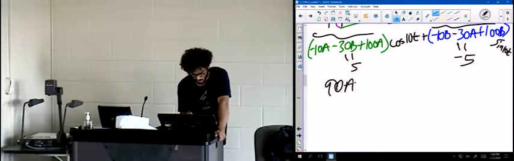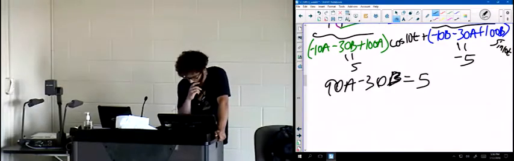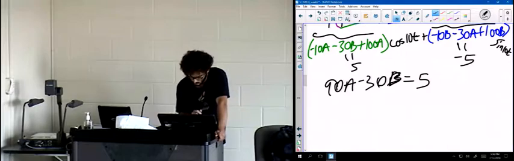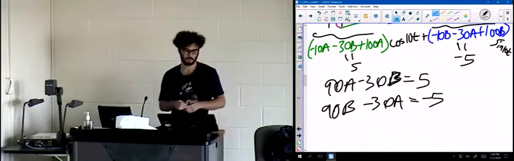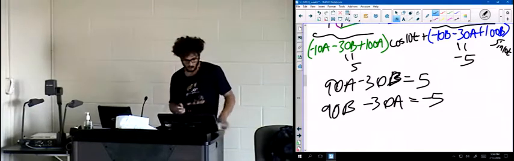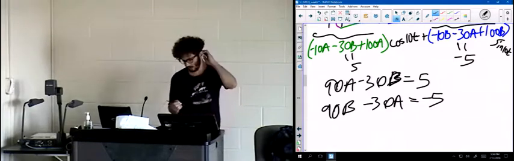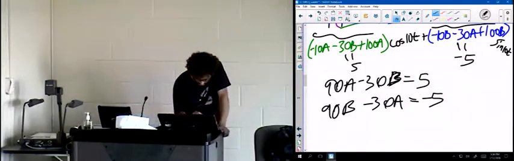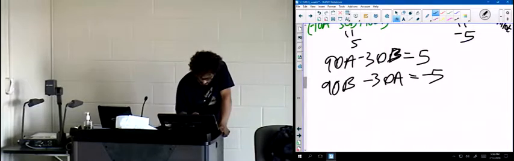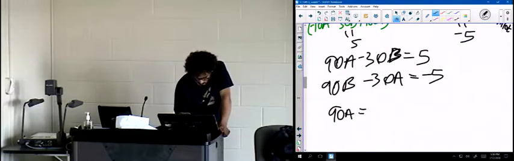So let's see, 90a minus 30b equals 5. And then again we have 90b minus 30a equals a negative 5. And from here, you have two equations, two unknowns. The system can be solved. Hallelujah. Let me do it. 90a equals 5 plus 30b.